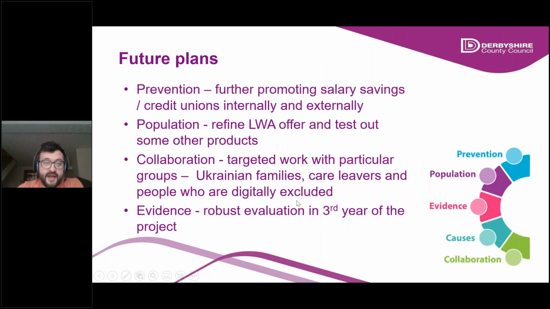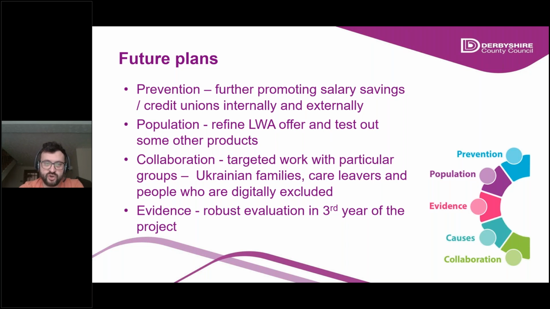So future plans: the project runs for another 2 years, and we are doubling down on our prevention tactics. So we're further promoting salary savings and credit unions internally and externally. That's our bread and butter. Going to events, putting comms out, social media campaigns, and internal email campaigns as well. And on the population side, we are currently refining the offer of the Derbyshire Discretionary Fund, which is our local welfare provision, and we're trying to test out some other products. That refinement is currently underway and will feed into my projects as well.